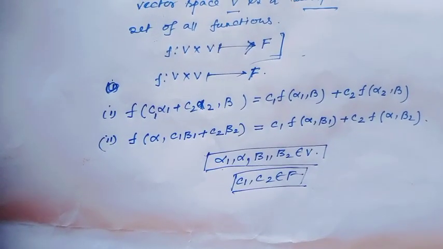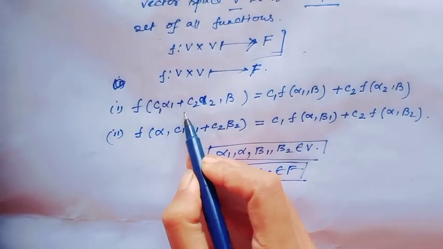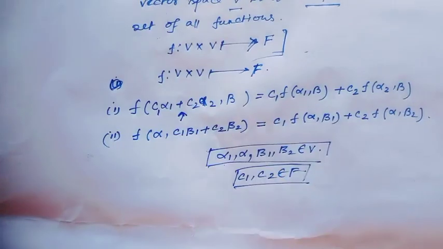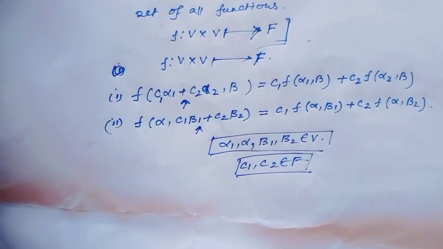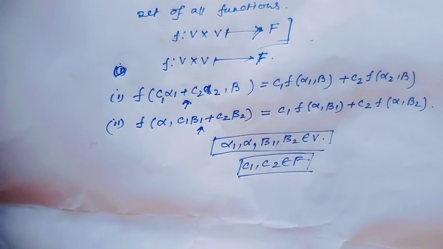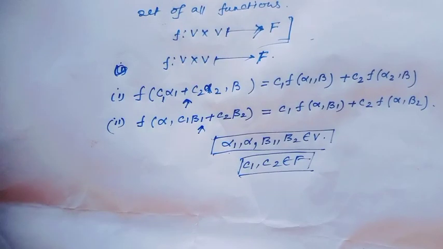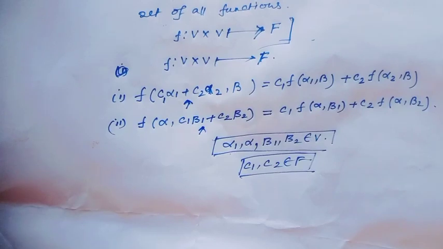That means in bilinear form, at first f is linear in the first argument, and also f is linear in the second argument. That means f is linear in both. This is the idea of bilinear form, and inner product is actually an example of bilinear form. Now I will see various types of examples of bilinear form.